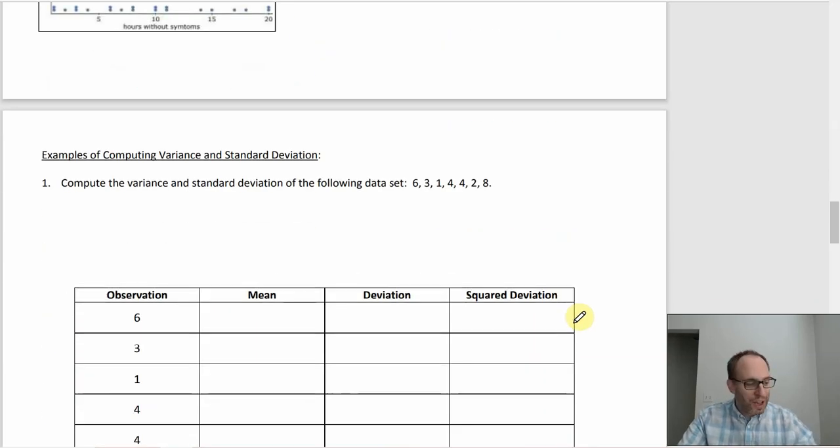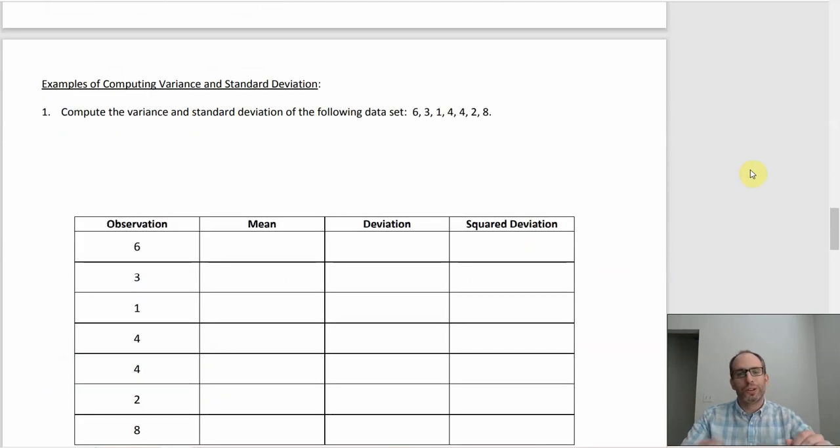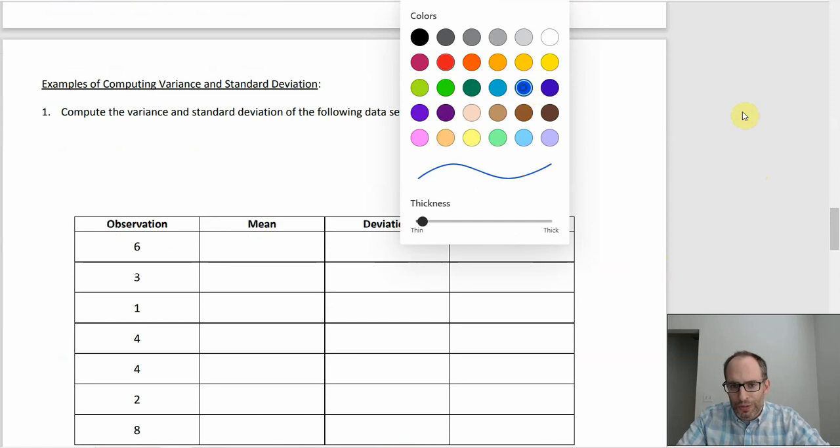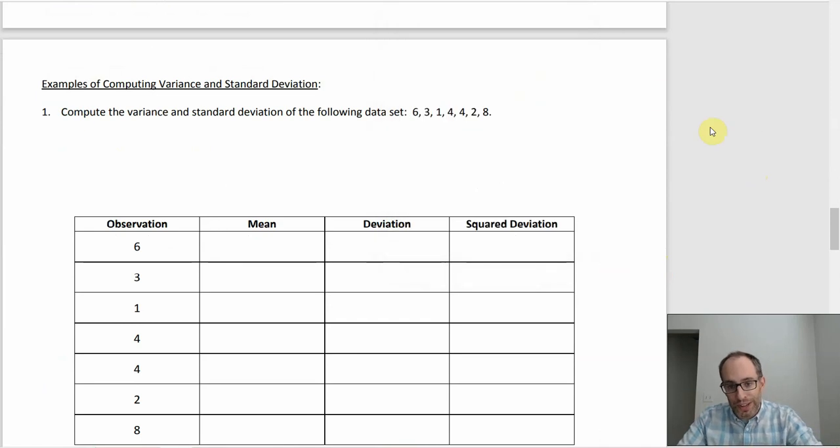So now, actually getting into the computations. This is what the homework looks like. I figured that backstory was kind of worth it, just so that it doesn't feel like this stuff comes out of thin air. But this is the part that looks like the homework. So we're going to compute the variance and the standard deviation of this data set right here.